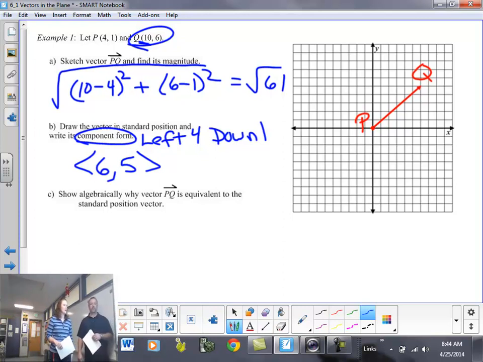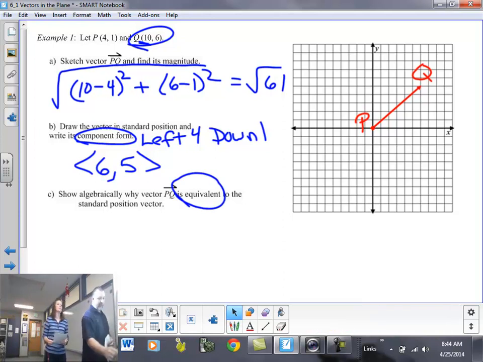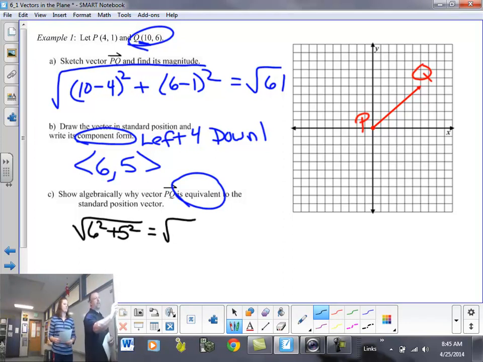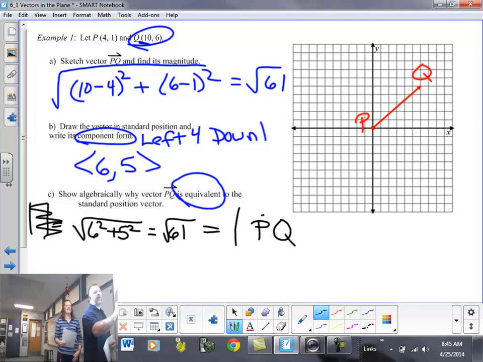Piece of cake. Alrighty. So algebraically, we need to show why these two vectors are equivalent, which means we have to show the same magnitude and direction. Okay, how do we do magnitude? Well, magnitude was the square root of 6 squared plus 5 squared. 6 squared plus 5 squared was going to be? Oh, look, 61. Yay, they're the same. That's the magnitude of this vector, okay?